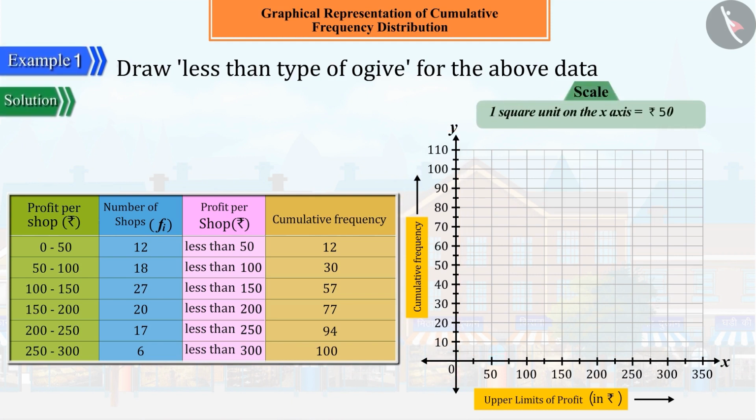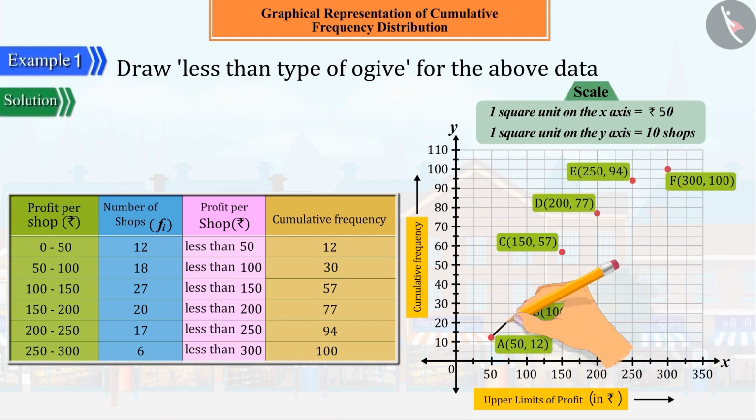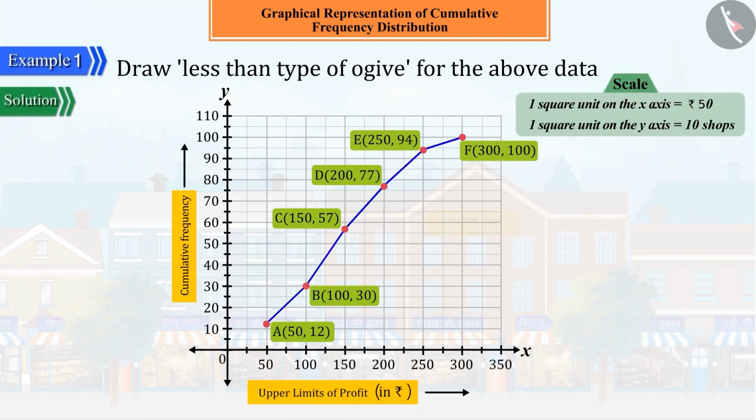Here, we take a square unit on the x-axis equal to 50 rupees and a square unit on the y-axis equal to 10 shops. Let us now plot the corresponding points A, B, C, D, E and F of ordered pairs obtained from all these upper limits and corresponding cumulative frequency. And join all these points carefully. The curve so obtained is called less than type cumulative frequency curve or OGIV.